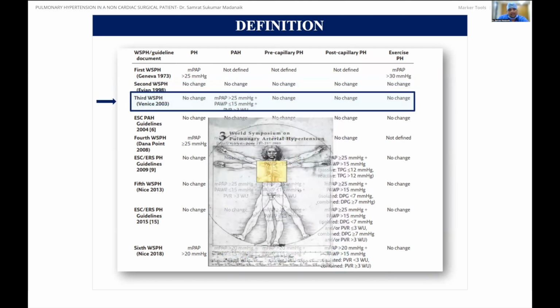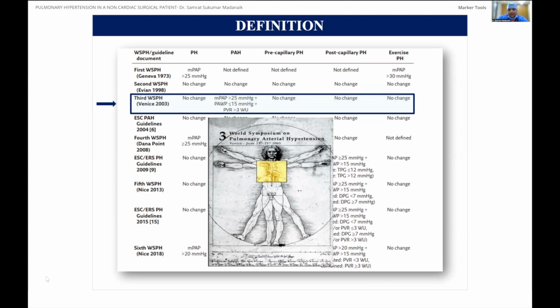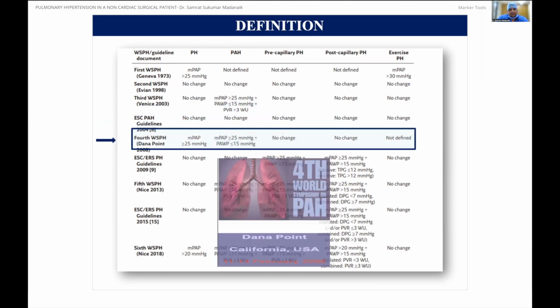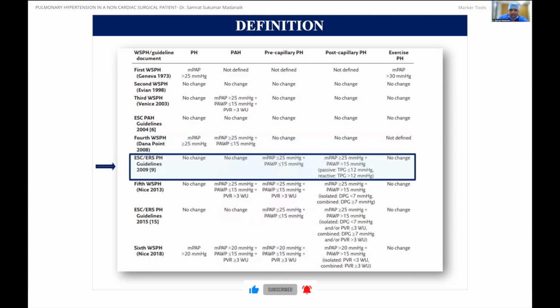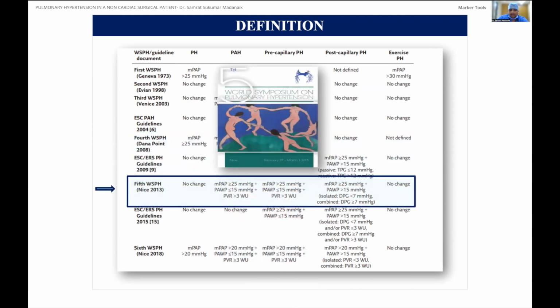Then the third was held at Venice in 2003, wherein for the first time they described pulmonary arterial hypertension along with pulmonary hypertension. Then the fourth World Symposium on Pulmonary Hypertension was held at Dana Point in 2008, and there were no changes in the definition. The fifth was held at Nice in 2013, wherein the concept of pre-capillary and post-capillary pulmonary hypertension came into existence.